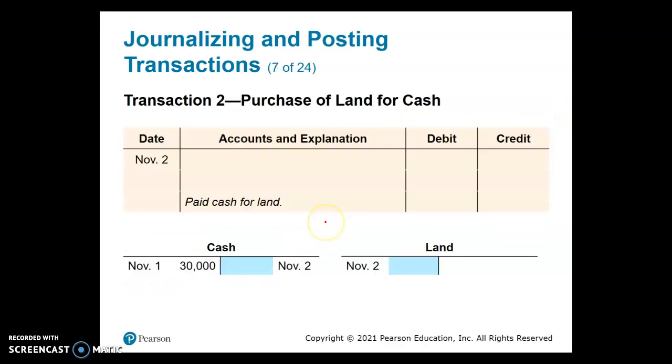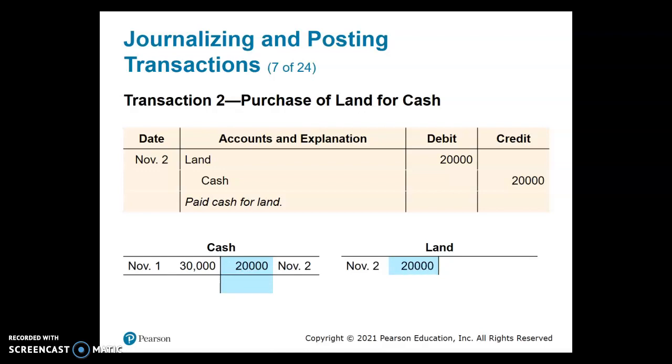So let's get to the transaction in a journal entry. Land will be the debit, and the dollar amount, oh, excuse me, is 20,000, and cash is your credit for 20,000. And so next we will post that transaction to the general ledger or the T account. So cash is going down, that is a credit, and land is going up, that is your debit.